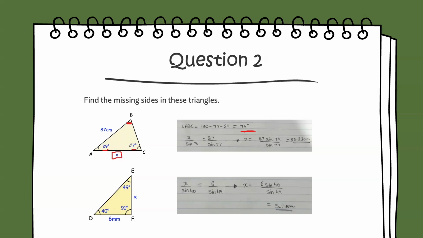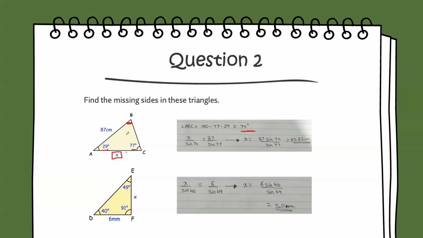Now, because we want to find a side, we put the lengths of the sides on the numerator and the angles on the denominator. Okay, so if you're finding angles, you put the angles on the numerator. If you want to find an unknown side, then you put the sides on the numerator.